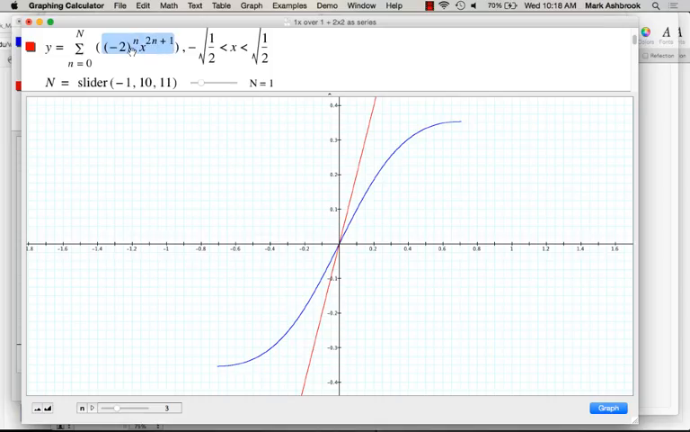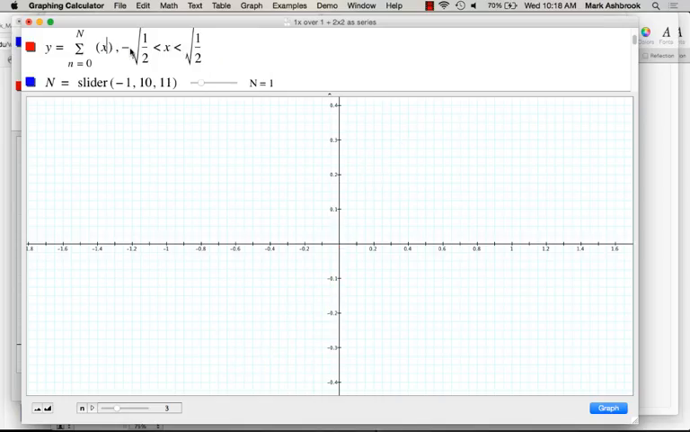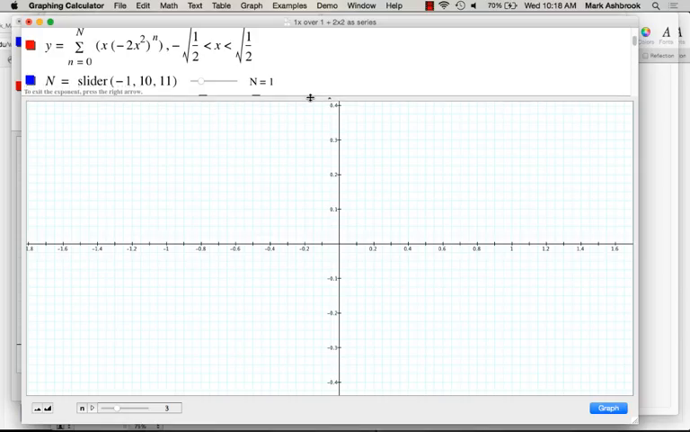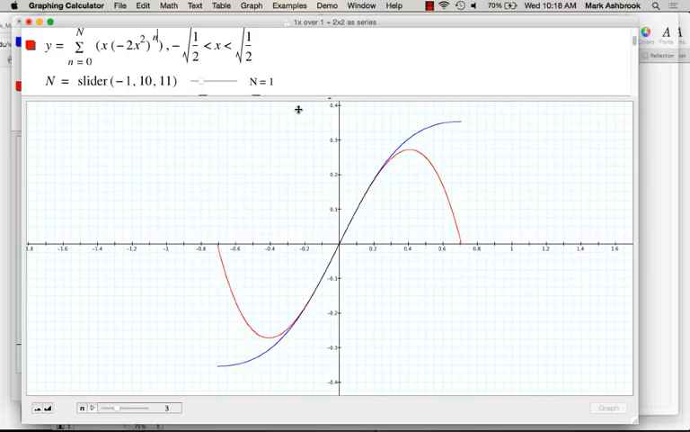What was it? It was x times -2x squared to the n, is that right? Okay, so we're going to go back to that. So how we simplified was correct, but for some reason the software doesn't like the form that we came up with. There we go. Okay, so first partial sum is x.